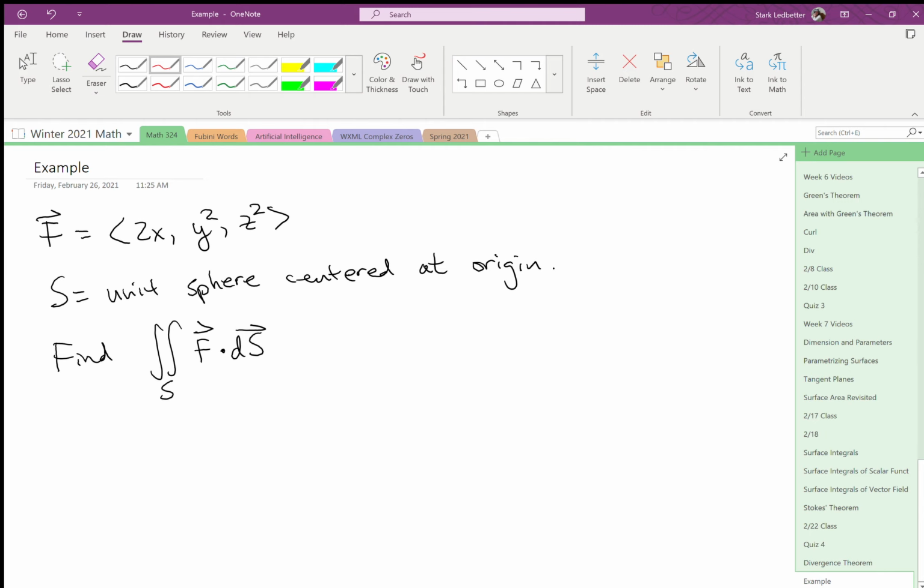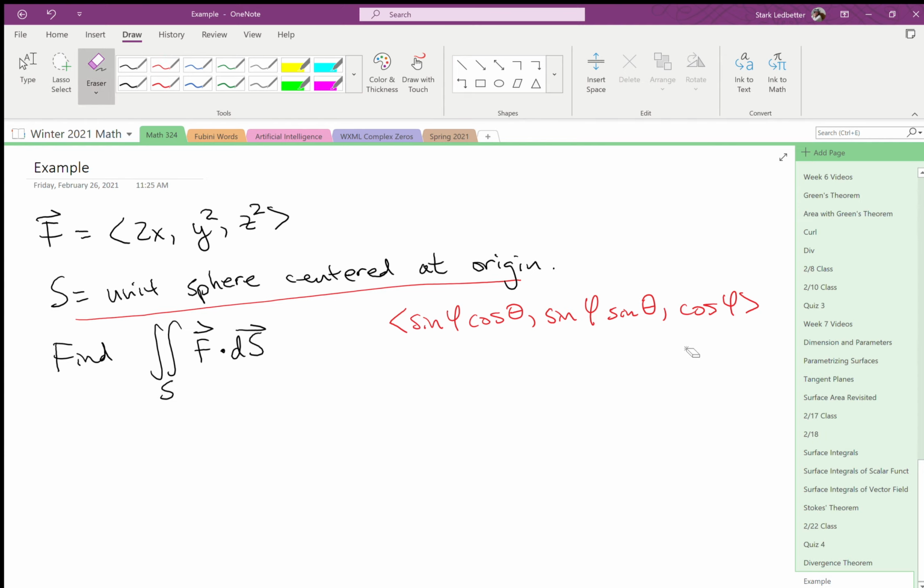Okay, so the surface isn't bad, except once we start doing it, we're going to need to parametrize the surface in two variables. So we're going to need our spherical coordinates. Let's see, that was sine phi cosine theta, comma sine phi sine theta, comma cosine phi. And now we're going to need to put those into the vector field.